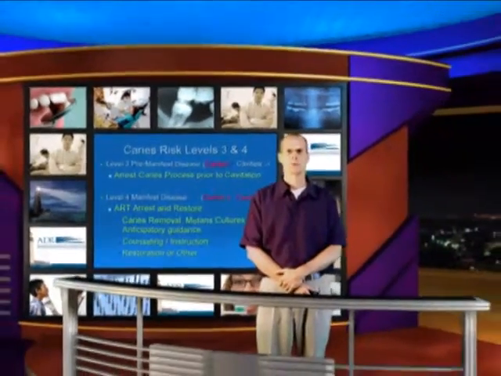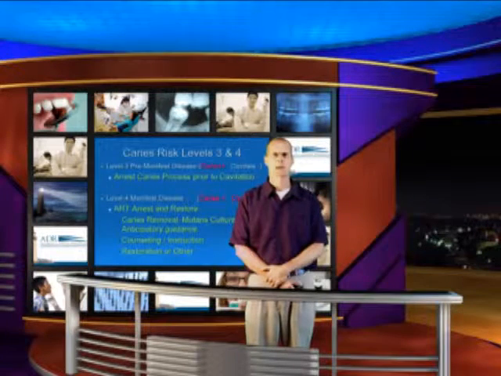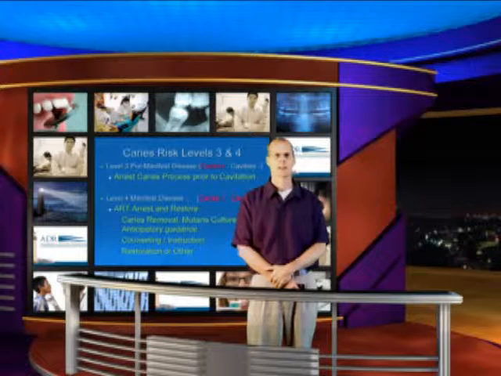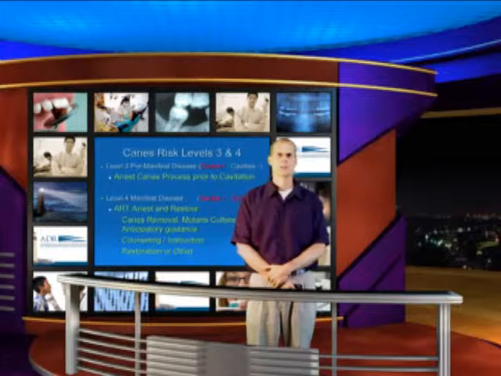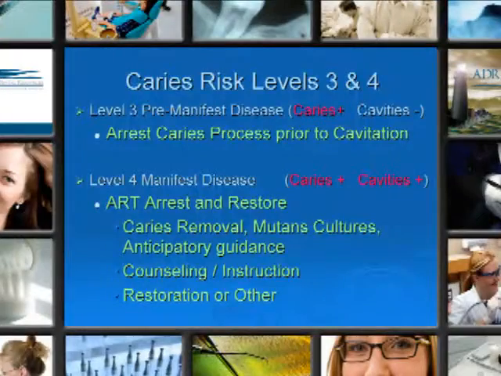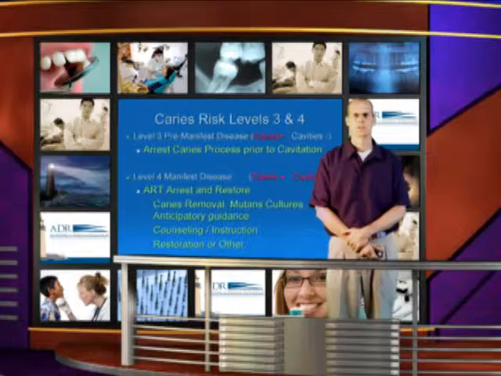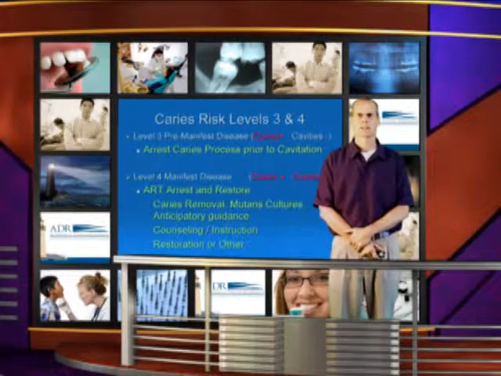Level 3, pre-manifest disease. The caries process is present, but there aren't any cavities. With the caries process present, you can anticipate that the cavities are to follow. So we want to arrest the caries process prior to cavitation. Level 4, manifest disease. Both the caries process and the cavities are present. We want to arrest and restore by caries removal, mutans cultures, anticipatory guidance, counseling and instruction, and restoration, or whatever else you as the practitioner deem necessary for that particular patient at that particular time.